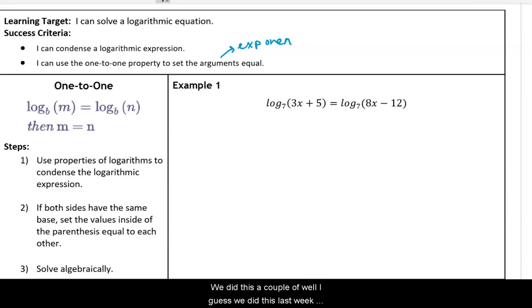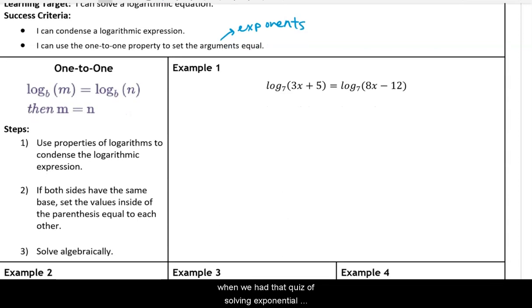We did this last week when we had that quiz of solving exponential expressions. Same idea here. One-to-one means when you have two logs with the same base set equal to each other, and their insides are different, then the insides can be set equal to each other. So as long as the logs and the bases match and they're set equal to each other with different insides, those insides will be equal.